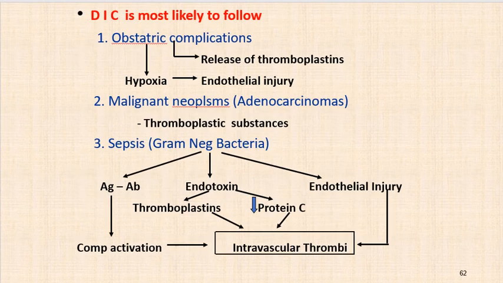DIC is most likely to follow. These are also among the causes of DIC, these three are more important, and DIC is most likely to follow. Number one, the obstetric complications. In obstetric complications, DIC mostly occurs due to release of excessive thromboplastins. A large number of thromboplastins are released into the circulation, which leads to DIC. And DIC leads to hypoxia, ischemia, and this leads to endothelial injury.